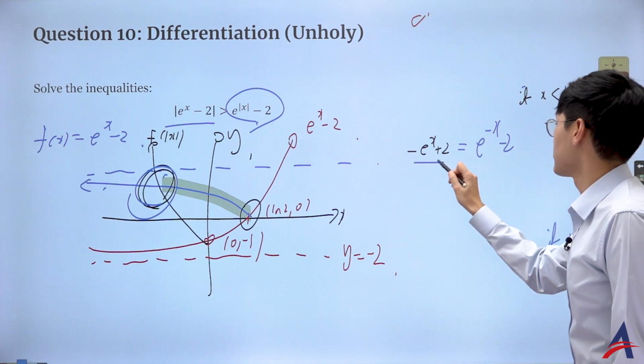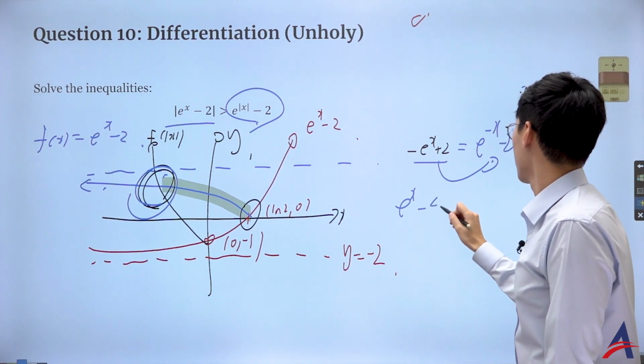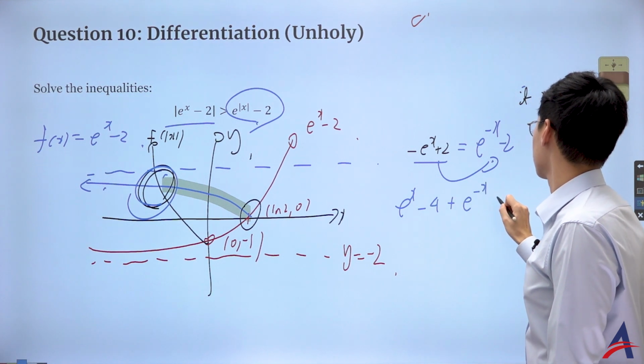Okay, so then let's move here. Then it's going to be e to the power of x minus 4 plus e to the power of negative x equal to 0.